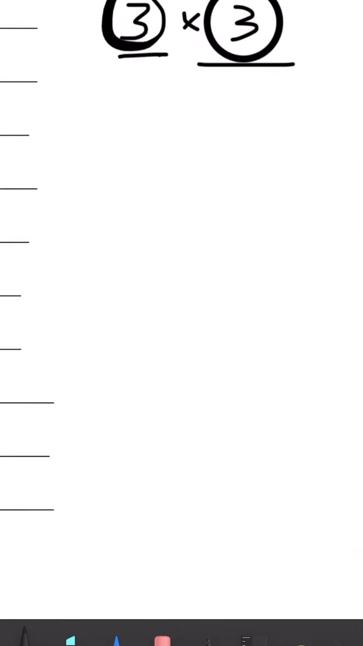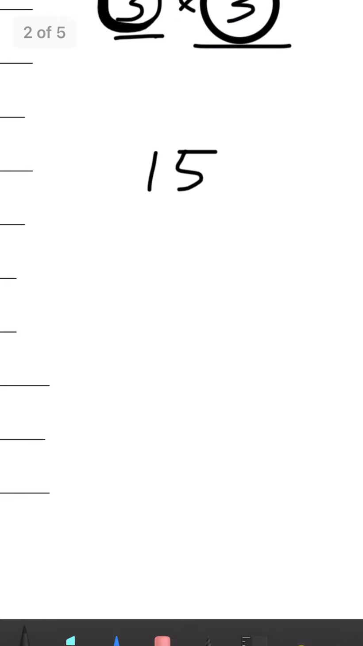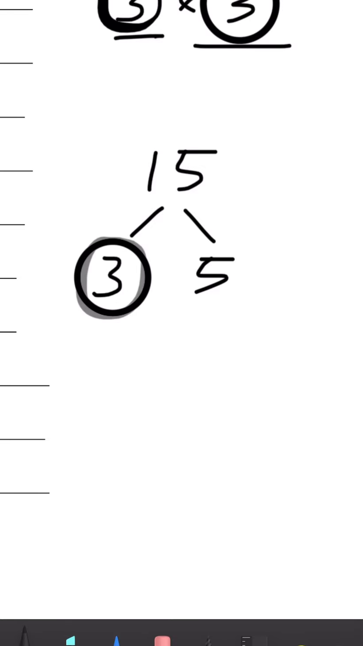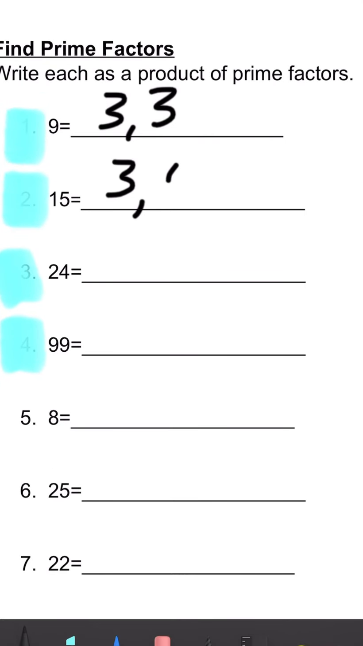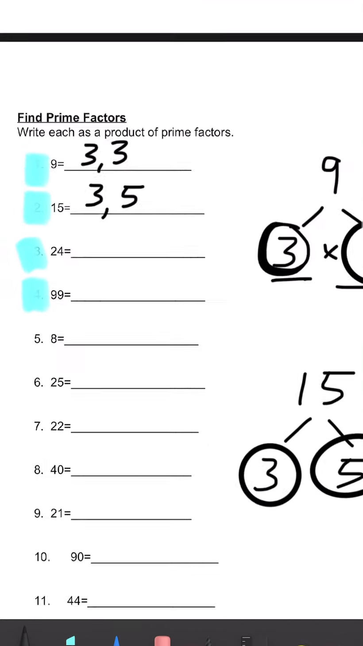Next, we'll do number 2, which is 15. Write our stems. 15 can factor into 3 and 5. 3 is a prime number, so we'll circle it and leave it. 5 is also a prime number, so we'll circle and leave it. So our prime factors are 3 and 5.